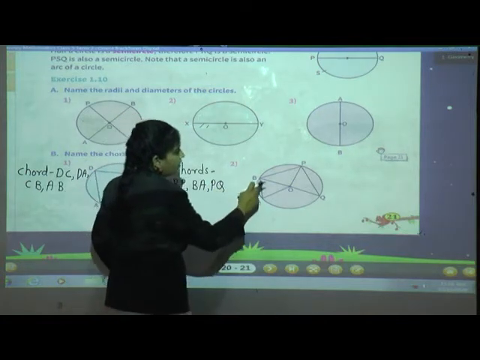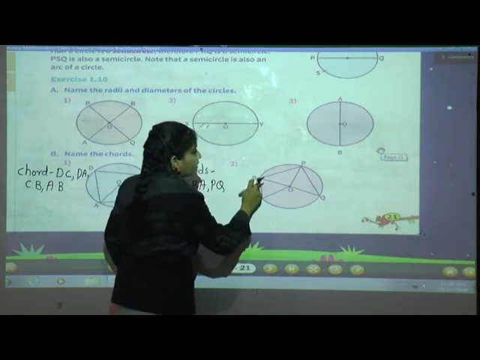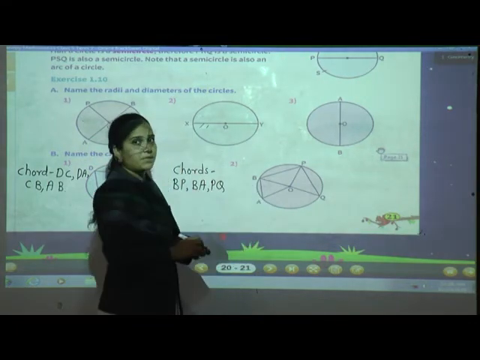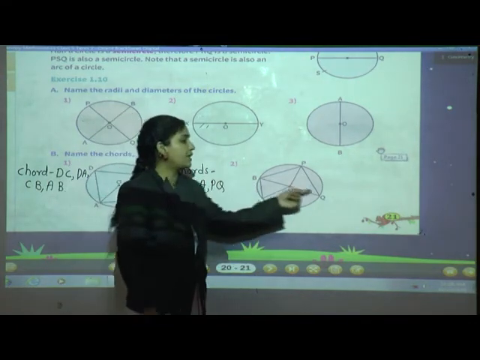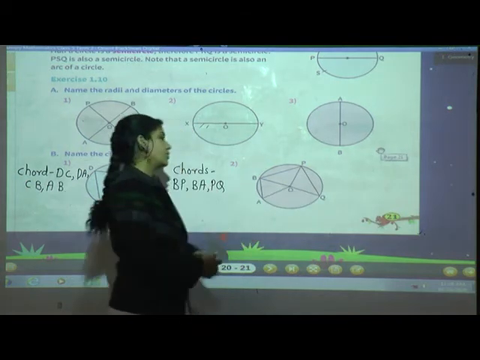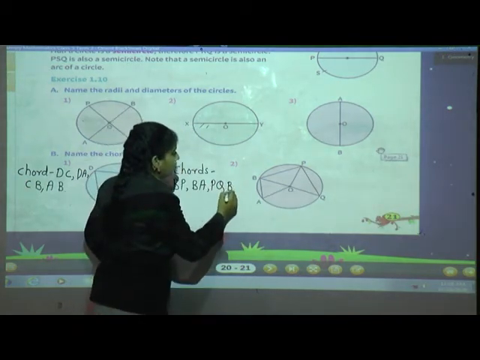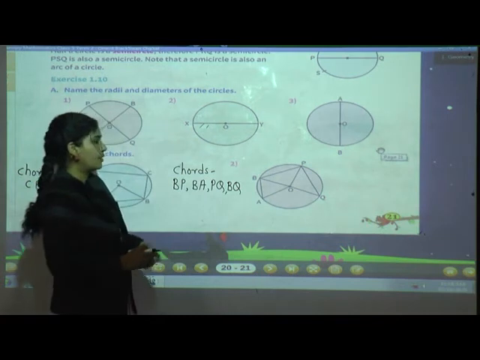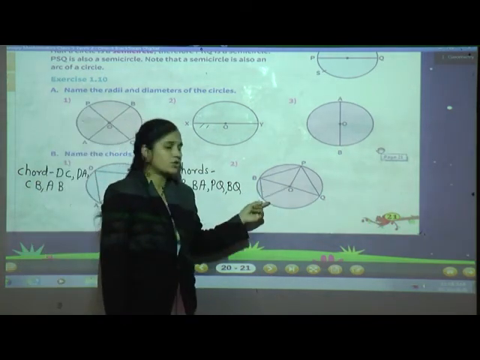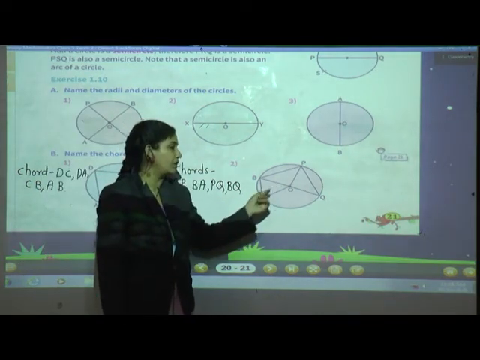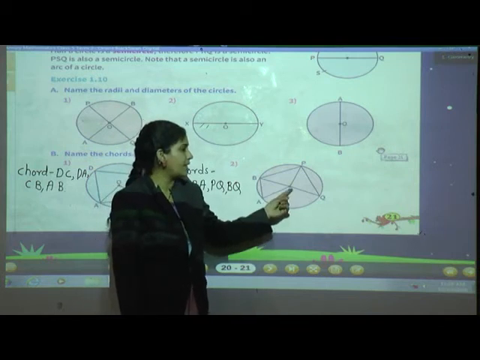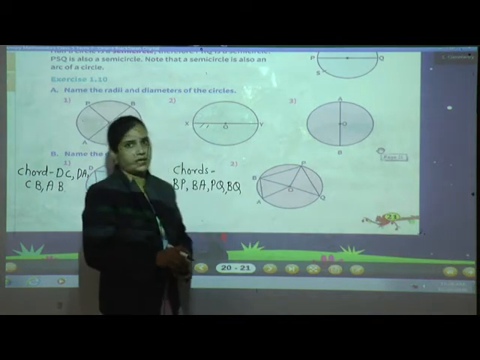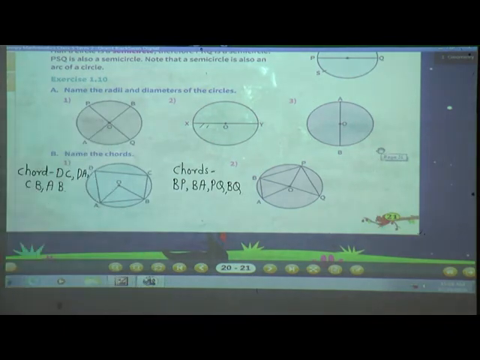Again this one, BQ. BQ is a diameter and diameter is also the longest chord. So that's why BQ is also a chord. Is OA a chord? No. OA is a radius and OP is also a radius. Very good students. So we'll see our next question, page number 22.